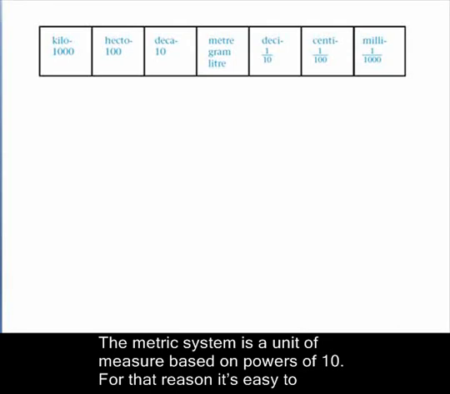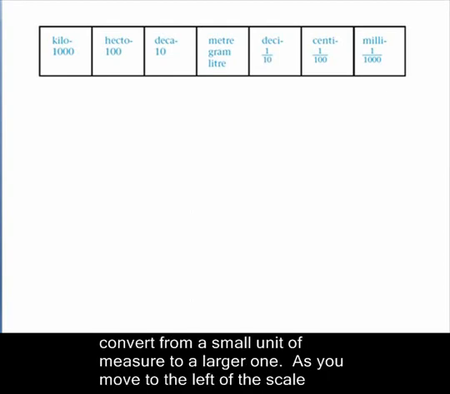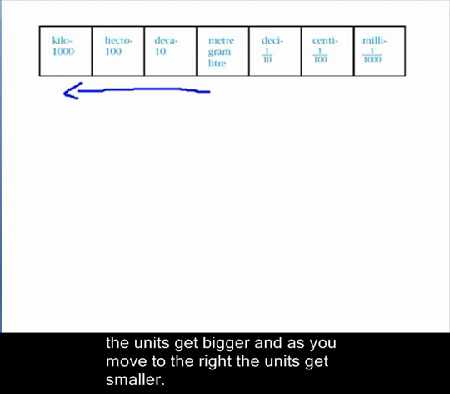The metric system is a unit of measure based on powers of 10. For that reason, it's easy to convert from a small unit of measure to a larger one. As you move to the left of the scale, the units get bigger, and as you move to the right, the units get smaller.